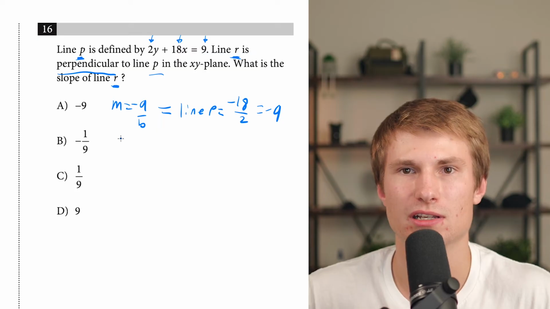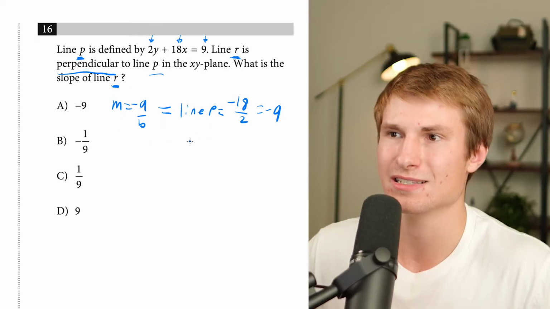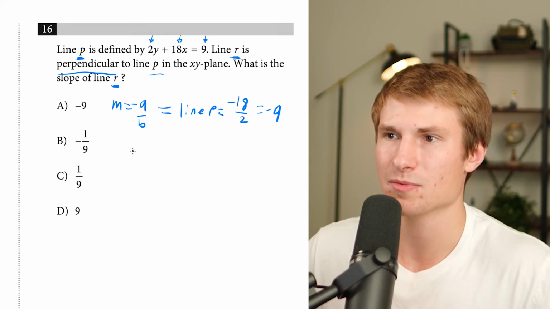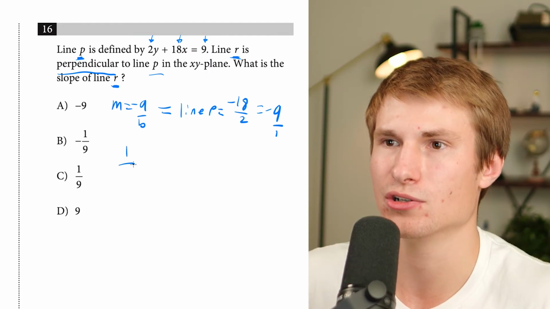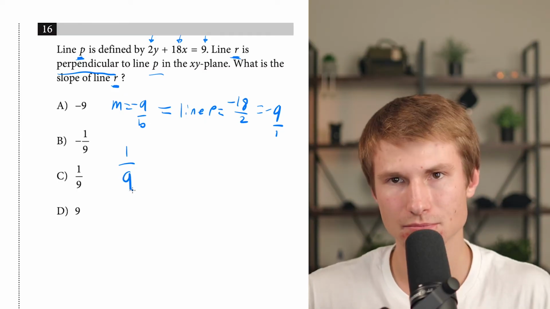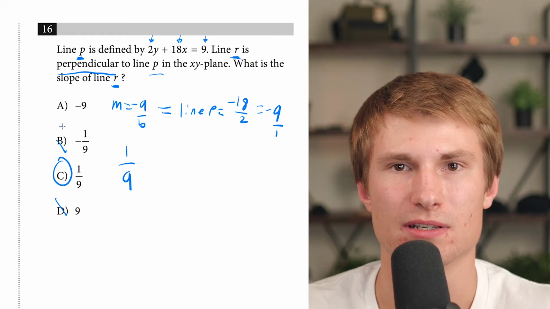Now from here, we need to get the slope of line R. Well, that's got to be the negative reciprocal. Since the slope of line P is negative, the slope for line R must be positive. And then we have to flip the fraction. In this case, it was 9 over 1, so our new one would be 1 over 9. Okay, so our new slope would be 1 over 9, and our answer there would be C.